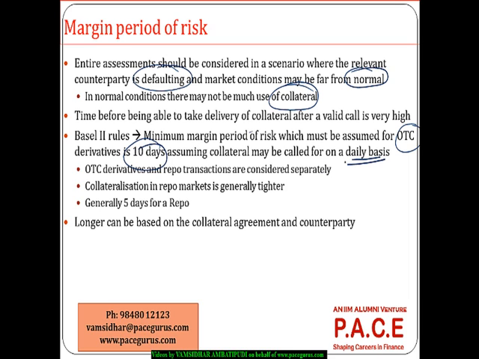So I have to make an accommodation for 10 days. It is separate for OTC derivatives as well as repos. In general, we see for repos the number is around 5 days, because the collateralization is much tighter in the case of repo, and in some cases this can be much longer also, based on the collateral agreement and the creditworthiness of the counterparty.